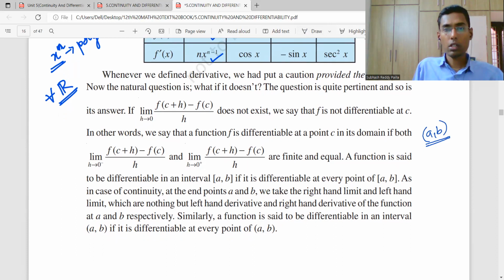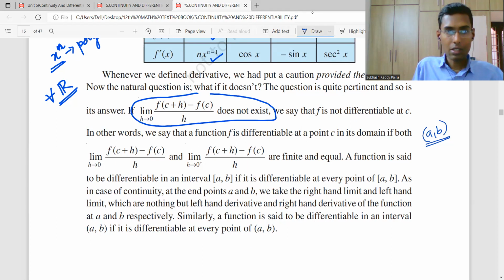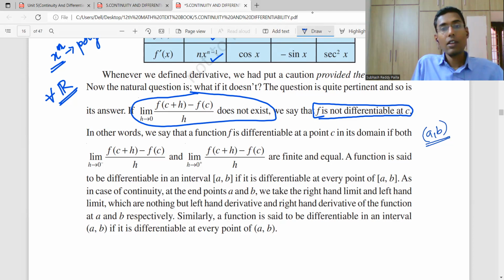And also, how do you check? Very simple. One point we made: if this limit, the first principle, does not exist, that clearly implies f is not differentiable at c. That means you are not able to find differentiation. This is the definition: f of c plus h minus f of c by h is the differentiation at c. If you are not able to find its limit, you are not able to find differentiation, so it is not differentiable at c.